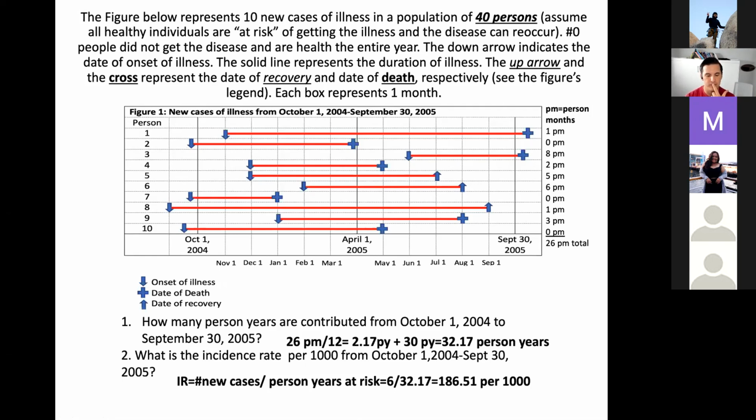What other questions do you all have? Okay, so again, make sure you're comfortable with this. You're going to see something very similar. The lines and the arrows and the crosses are going to be in different places, but when you get to this question on the exam, you've done it 10 times. You're like, this is going to take me 5 minutes to do because I know how to do it. I count the boxes, divide by 12, add that to 30, divide that by the number of people who got sick during that time period. Should be fairly quick and straightforward, hopefully.